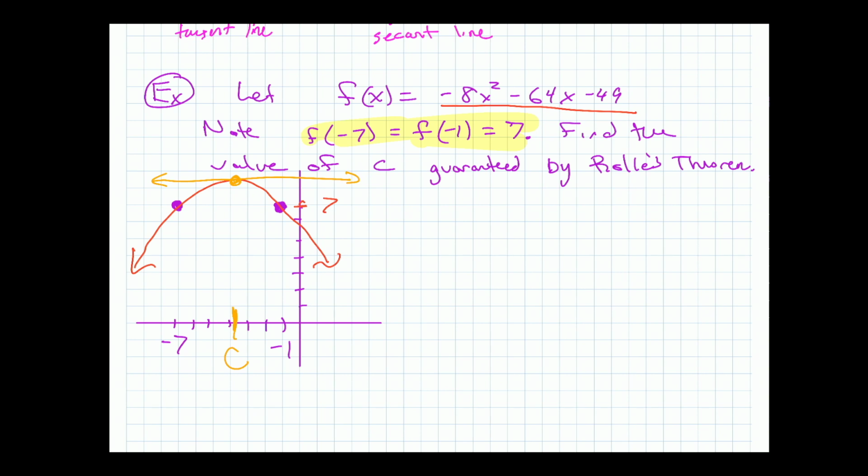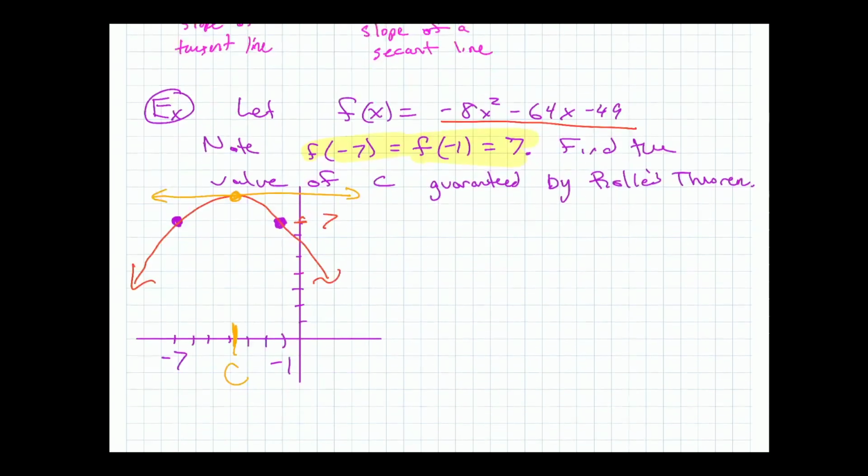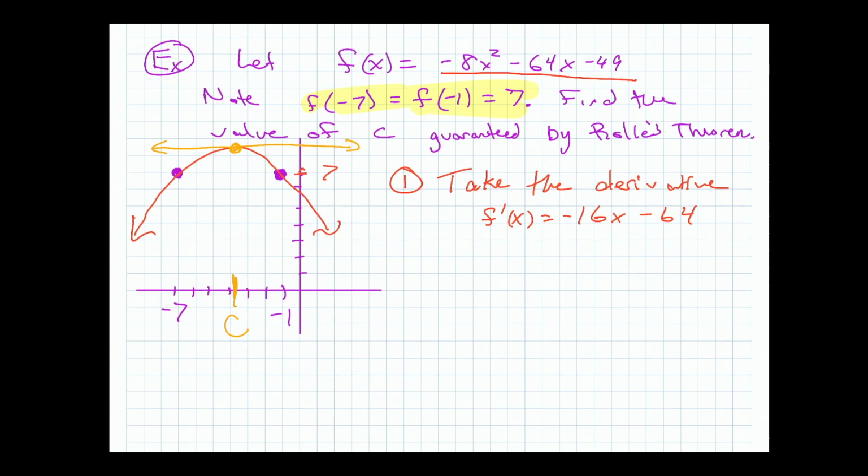So all you're supposed to do is this. Your only steps are: take the derivative, so let's do that. So f prime of x is going to be negative 16x minus 64. All right, that's that. Then you're simply going to set it equal to 0. You could put in a c if you want. You could say set f prime c equals 0 and solve for c.